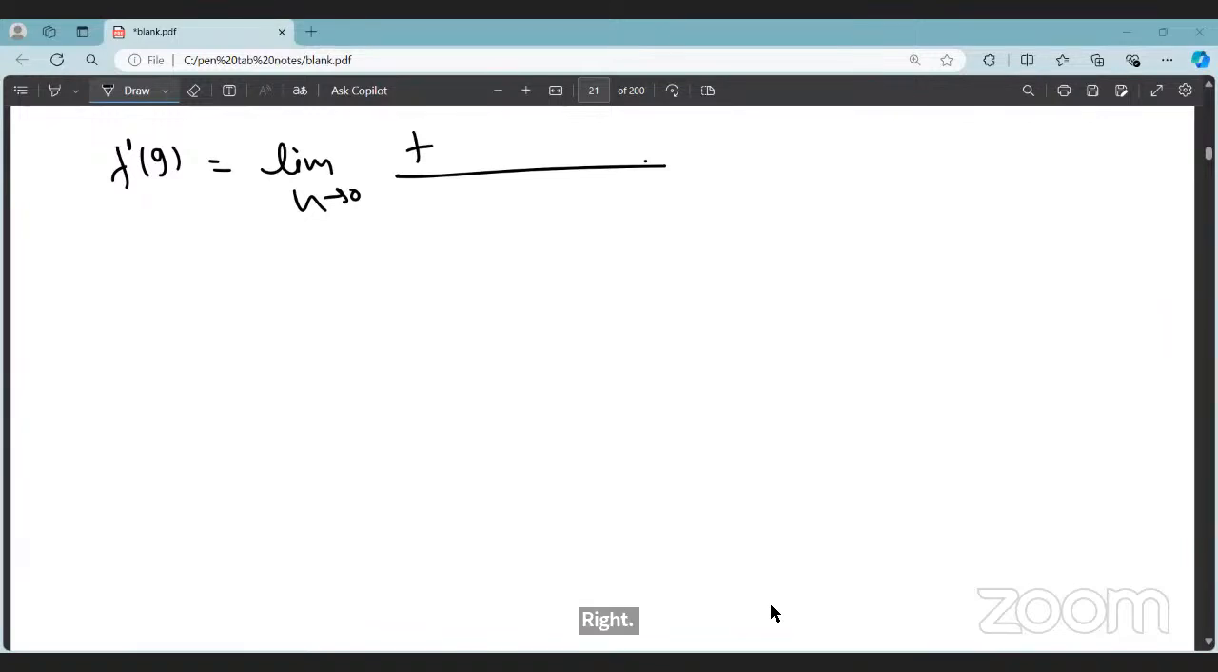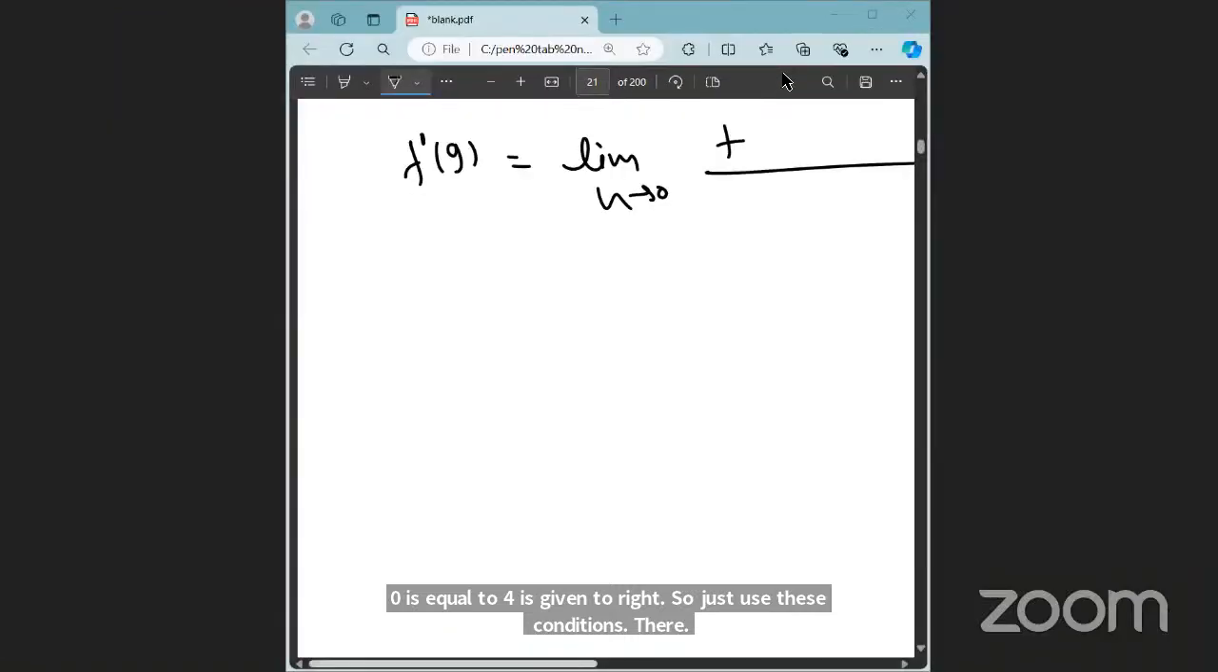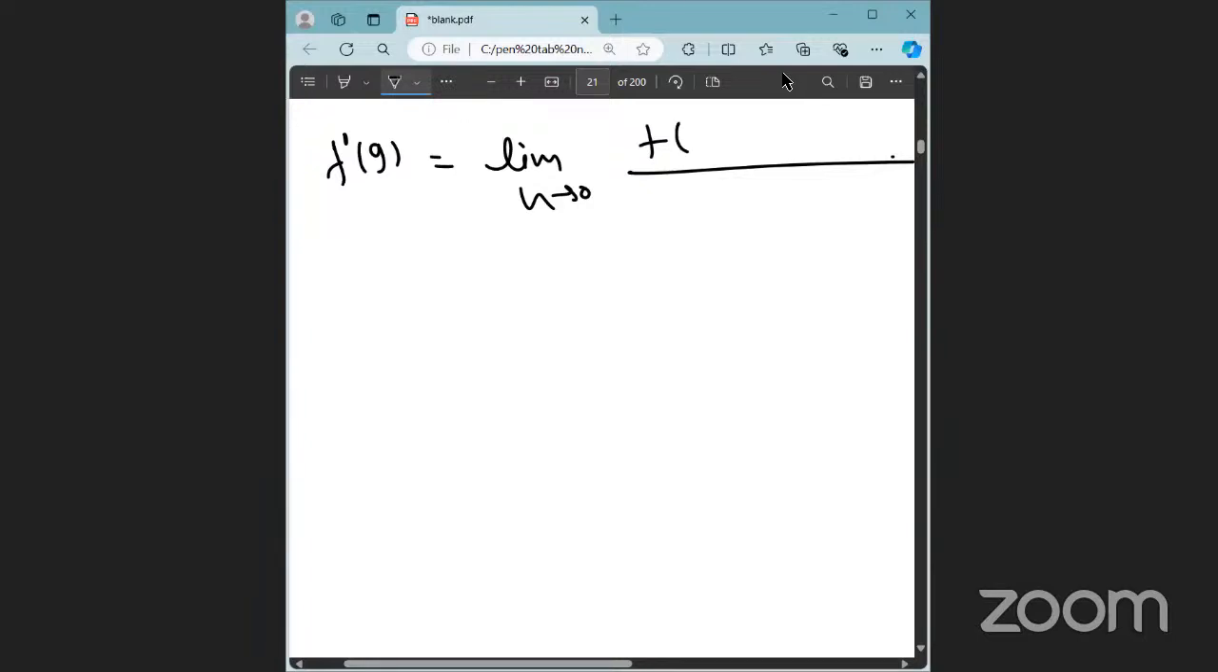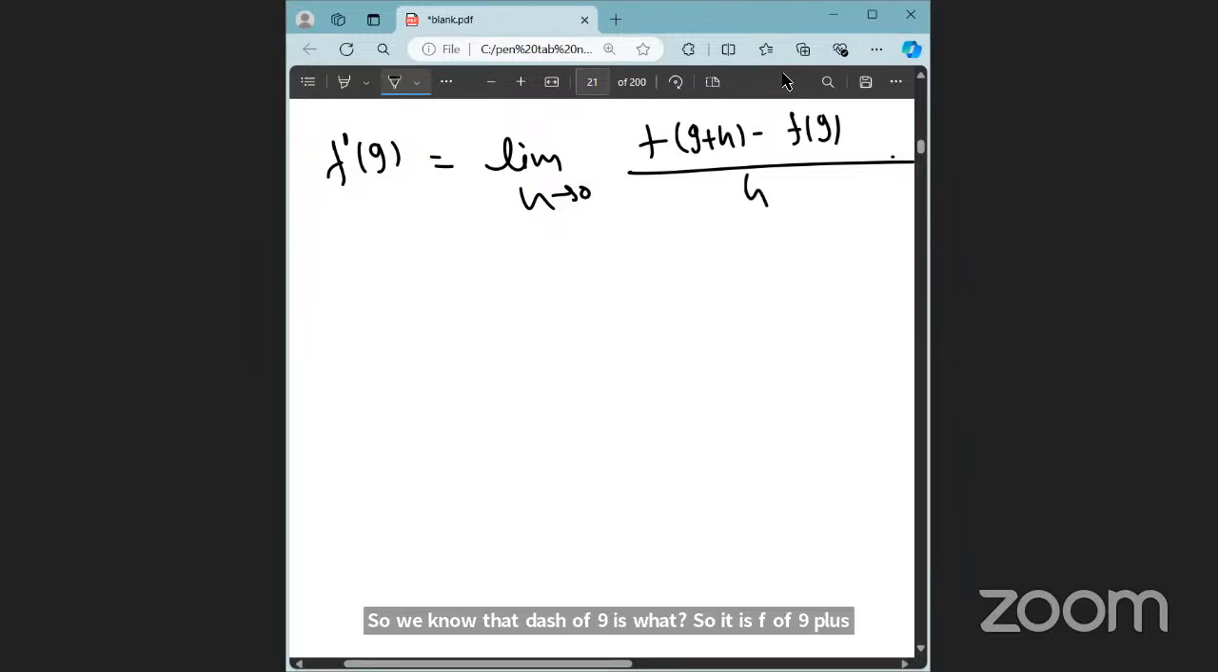It's given that f of x plus y is equal to f of x times f of y for all x, y, and f of 9 is equal to 6, as well as f dash at 0 is equal to 4. So just use these conditions. We know that f dash of 9 is f of 9 plus h minus f of 9 upon h. This thing you can do.